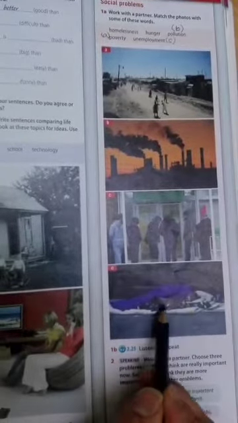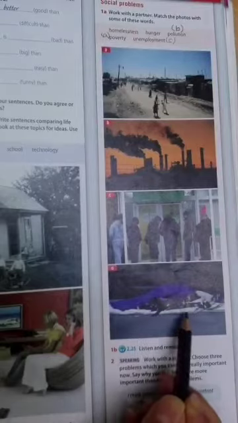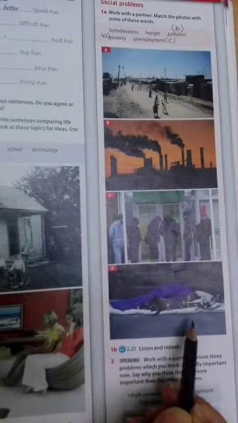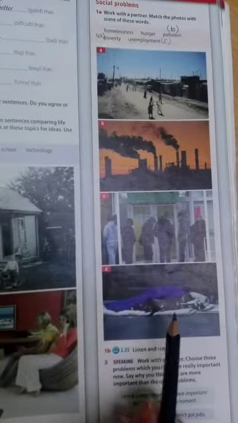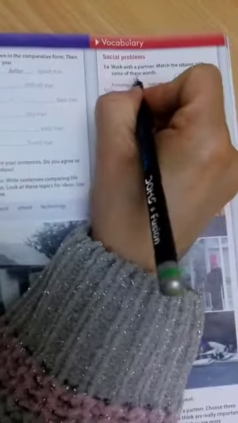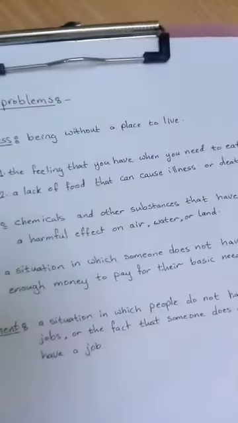Okay. D. Can you see this woman who's sleeping on the floor? Yes, she's sleeping in the street. So when she sleeps in the street, this means that she doesn't have a home or a house. So we call this problem homelessness. So letter D.